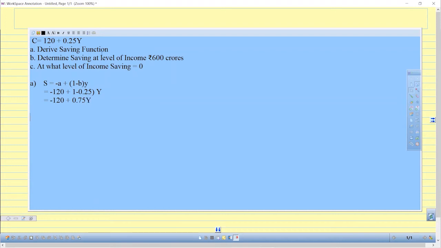Next is determine saving at the level of income. Here what you have to do is instead of y, you give the value 600. That is, we are going to substitute 600 for y. We will get the saving at the income level of 600 crores. So saving is equal to minus 120 plus 0.75 of y, that is equal to minus 120 plus 0.75 multiplied by 600. So try to find out the answer.